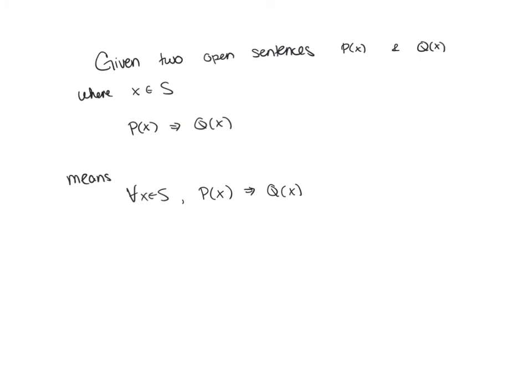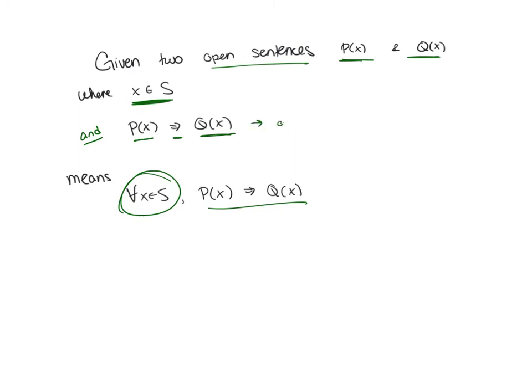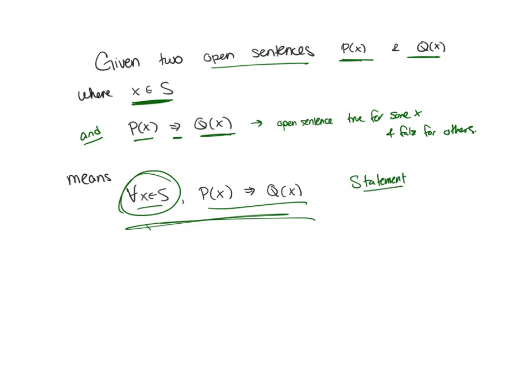So the main idea here is if we ever have two open sentences, so any p of x and q of x, where x comes from some domain set S, and we're given the conditional statement p of x implies q of x, really what that means is for all x in S, p of x implies q of x. So we're not going to say, oh, this is really an open sentence, which is true for some x and false for others. We're going to really think of this as some sort of statement. And either the implication is true for all x in S, or at least one of them it's not true.